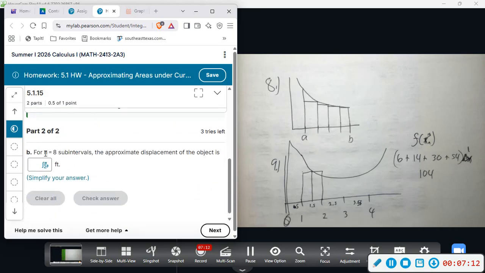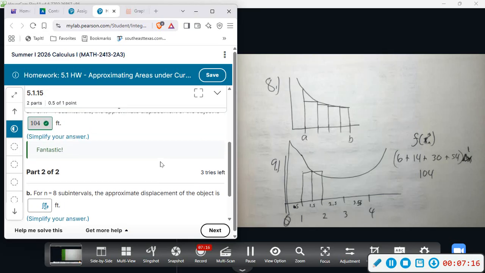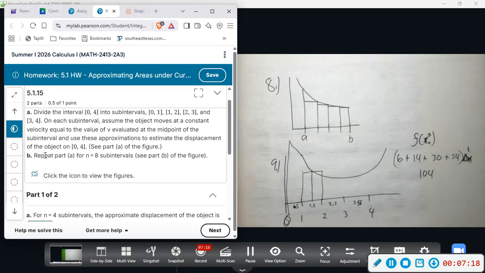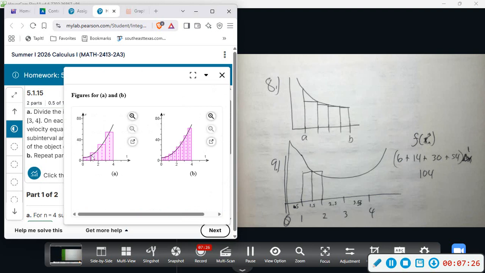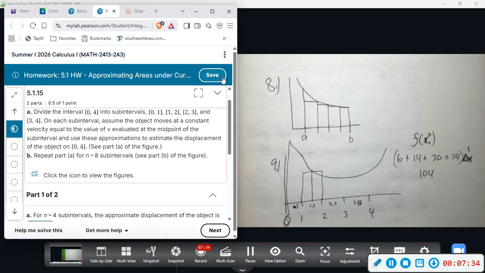All right, and then part B says 8 subintervals. And I think we're still using the midpoint. Repeat part A for 8 subintervals. And it just says see the figure. So we can look here. It does show us an image of what it should look like. And so they are using the midpoints, but we're going to divide it into 8 sections now. So what does that look like?